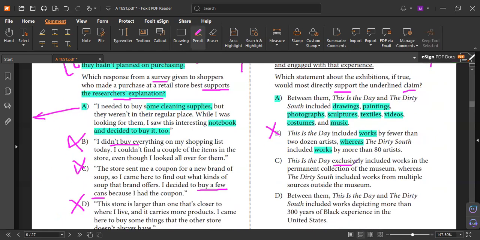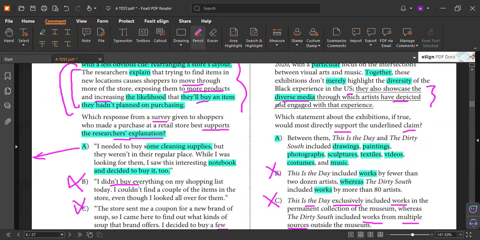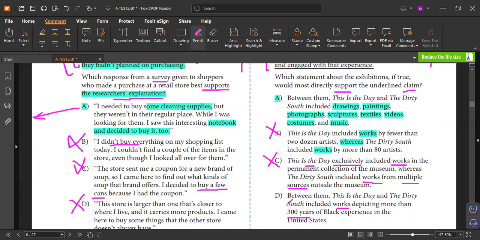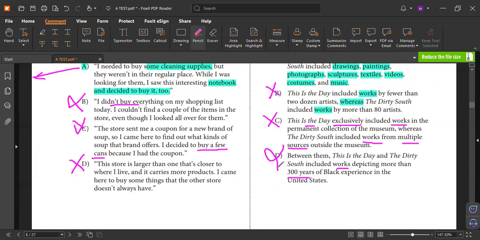Again, this one exclusively only for this work, included works in the permanent collection of the museum. Okay, where is the diverse media for both of them? So that just means wrong. He said the works included from multiple resources. What are the resources exactly, and where are the diverse media? So it's wrong. Again, between them include works depicting more than 300 years. Okay, but the underlined mention, this one is related to the topic, but not related to the underlined claim. So that just means here letter D is wrong.